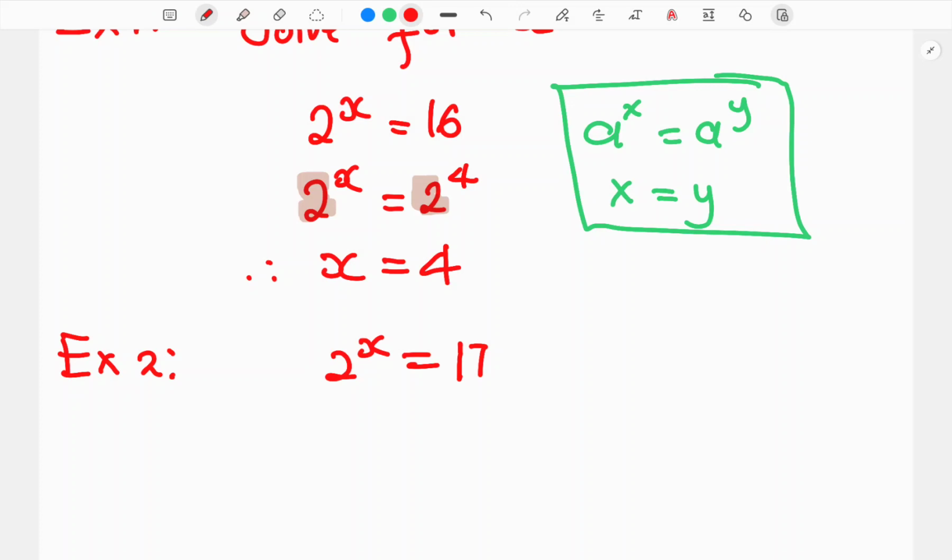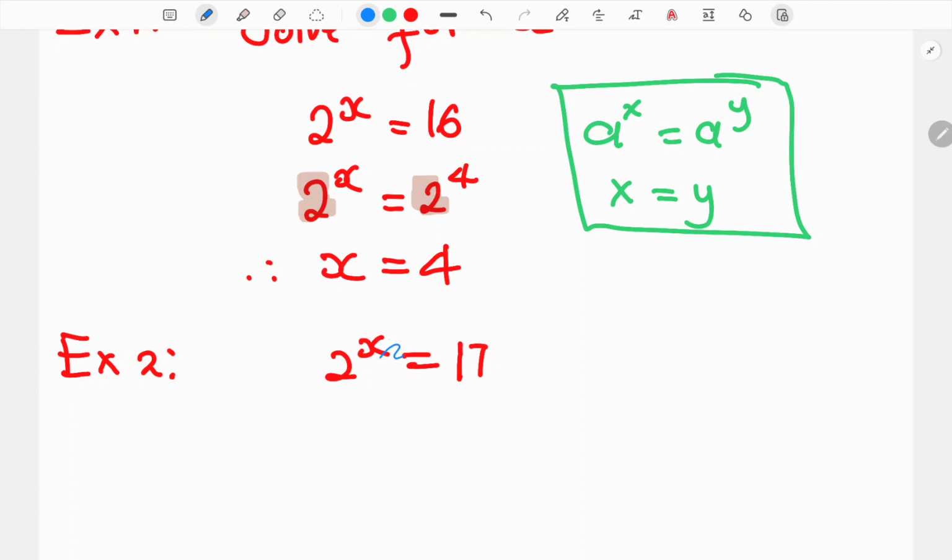If it's something like this and you can't change it and we need to solve for x, we now need to convert into logs. Understand? To solve something like this, we need to convert into logs. So how do we do it?